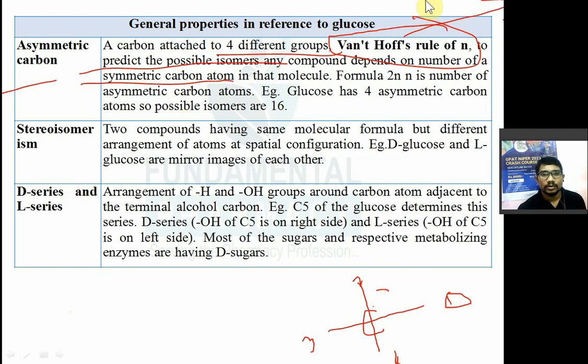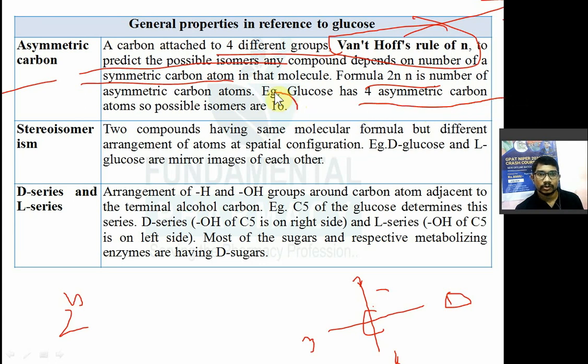Okay. So what is the formula? The formula is 2 raised to n, where n is the number of asymmetric carbon atoms. For example, glucose has 4 asymmetric carbon atoms. That's why it has 16 isomers.